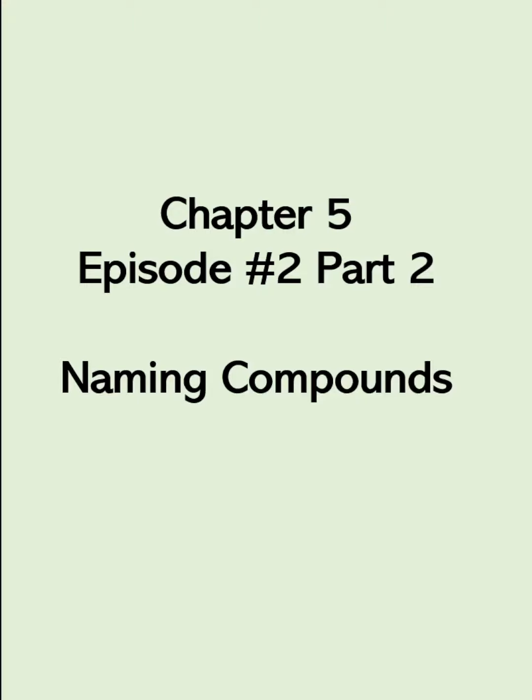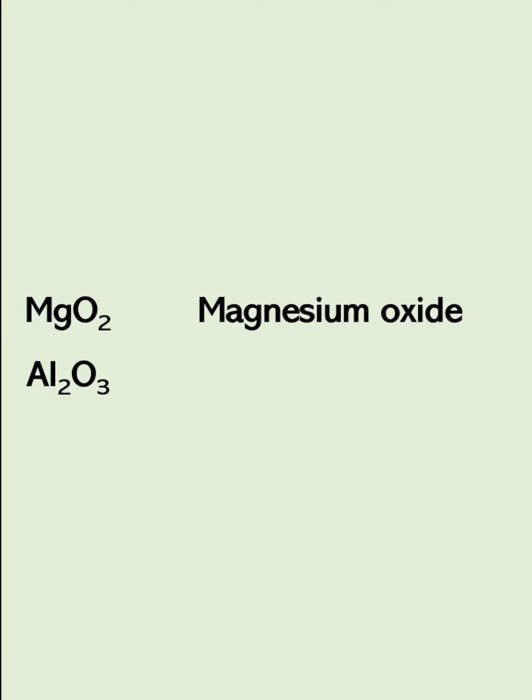This is part 2 of our discussion about naming compounds. Let's start by having a review by naming these compounds. What do you think is the name for this? This one is magnesium oxide, and how about this one? This one is aluminum oxide. So these names are correct because this is a different type of compounds.